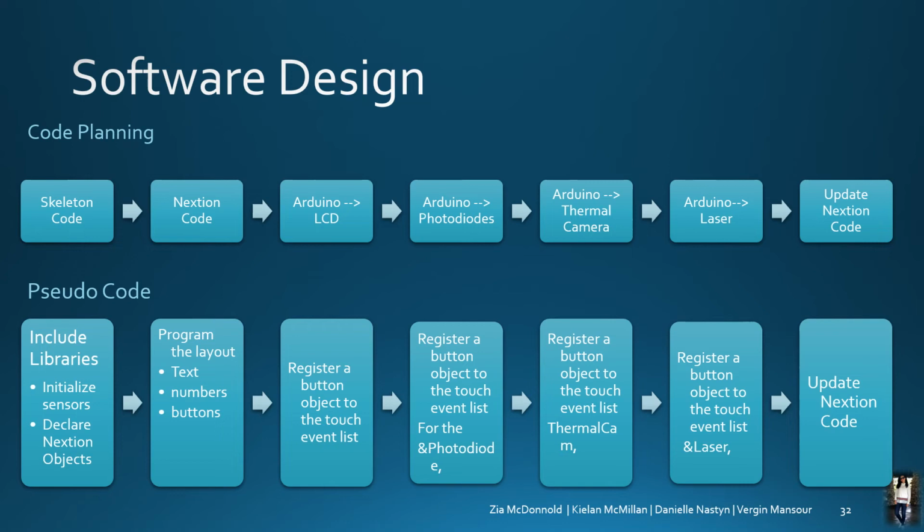Next, we were able to start coding the LCD display after we made the first draft of the LCD interface on Nexion, containing the buttons and pages needed for the user to be able to use the device. Then we programmed our photodiodes and thermal camera using the Arduino IDE so they can detect the readings needed for the device. After that, we were able to add the laser code to turn them on and off on command.